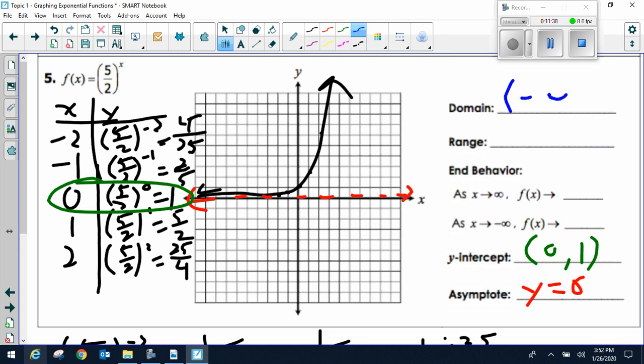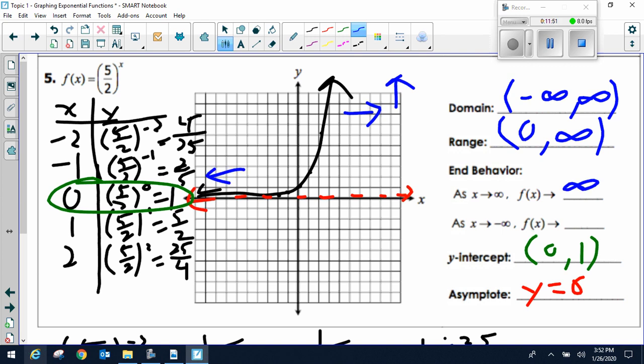The domain, negative infinity to infinity. So you can see the domain doesn't really change. The range, it will change when we do shifts and transformations. This one, x is going this way, y is going up to a positive infinity. As x goes this way, you're approaching the asymptote of 0.